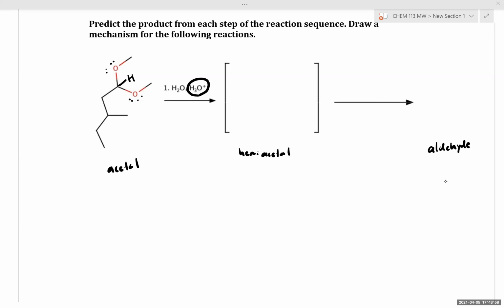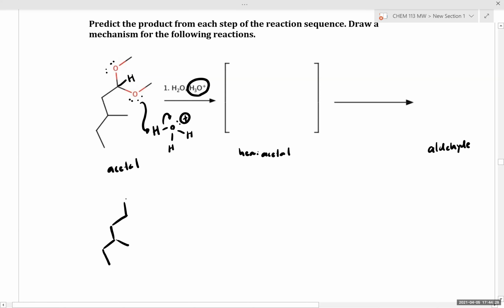We know we're probably going to get a hemiacetal and then finally an aldehyde. So the first step in this process is we need to activate one of these ethers as a more effective leaving group. As one of your classmates has very astutely pointed out, we have strong acid present in solution and we have a basic lone pair. So we're going to protonate one of our ethers.